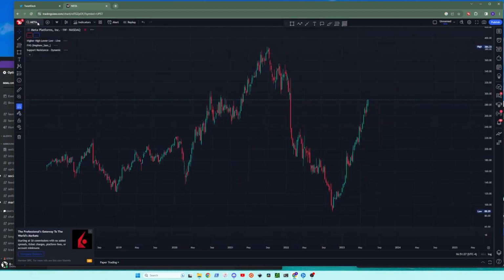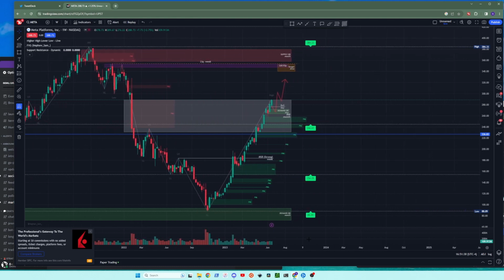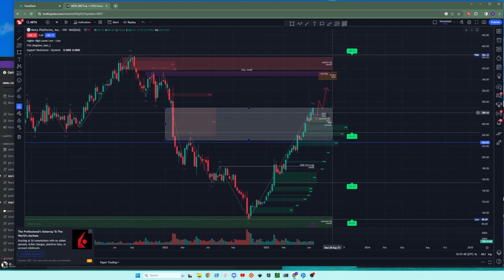So Meta, yeah, just been going up, up, up. Definitely didn't go down. I haven't entered it here. I want to see a breather, but we haven't gotten it yet. So at this point, we have, what is this, an imbalance on the month. So we have filled this imbalance. I can take that out now.